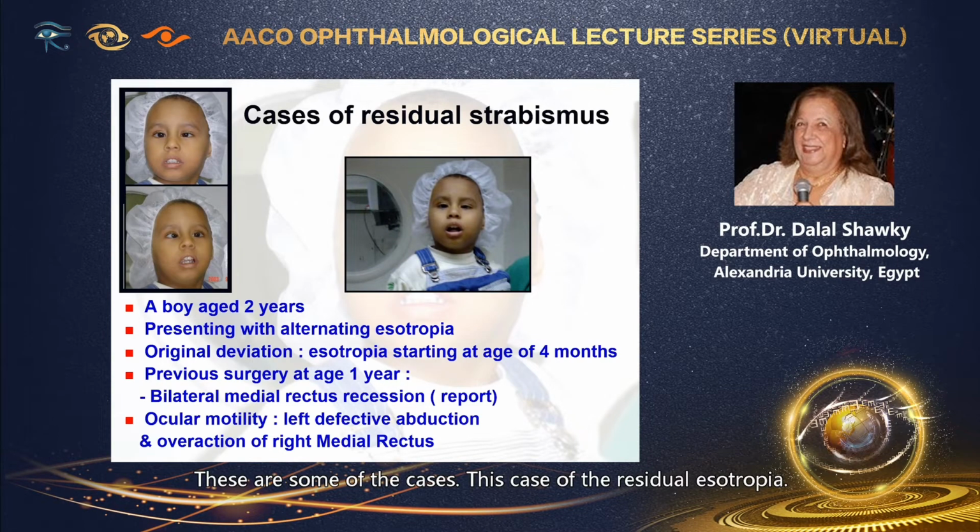These are some of the cases. This is a case of residual esotropia. This is a boy, aged 2 years, presenting with alternating esotropia. The original deviation was esotropia starting at the age of 4 months. The previous surgery was done at the age of 1 year. He had a report with him. It was bilateral major rectus recession. Ocular motility denoted left defective abduction as seen in this photo and overaction of the right major rectus.